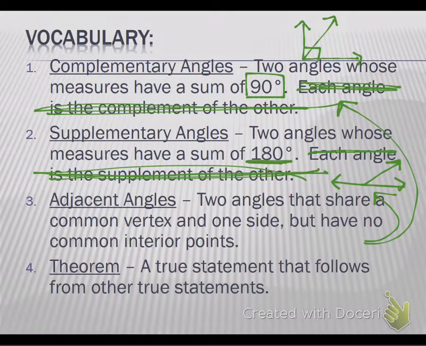And then a theorem, we talk about these when we highlight our notes every morning. I always say highlight vocabulary terms and theorems in yellow. A theorem is just a true statement that follows from other true statements. So in geometry class, it's basically just a rule. If I tell you a theorem, it's a rule that you need to know. That's our exciting vocab for the day.